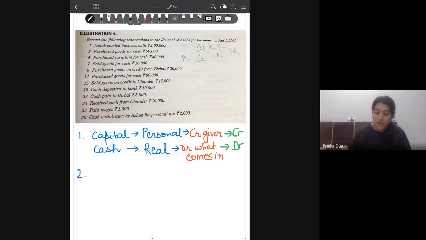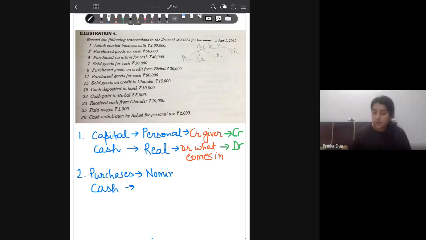So since we have purchased goods, our first account will be the purchases account. And these goods have been purchased for cash. So the second account will be the cash account. I have identified the two accounts in this transaction. Now I classify them. Purchases account: purchase is an expense for the business. All expenses and incomes come under the nominal account.